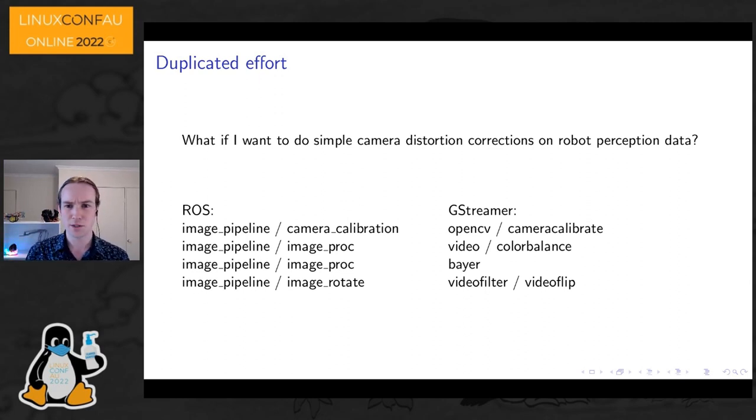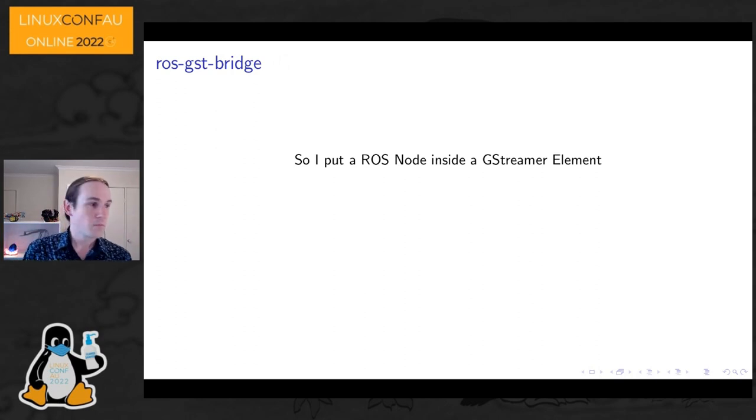The nodes and elements on screen now are practically equivalent in every way. You could literally substitute them. So if you want to use GStreamer's ability to efficiently manipulate video streams and audio streams and multimedia in a robotics perception pipeline, why not just bridge them?